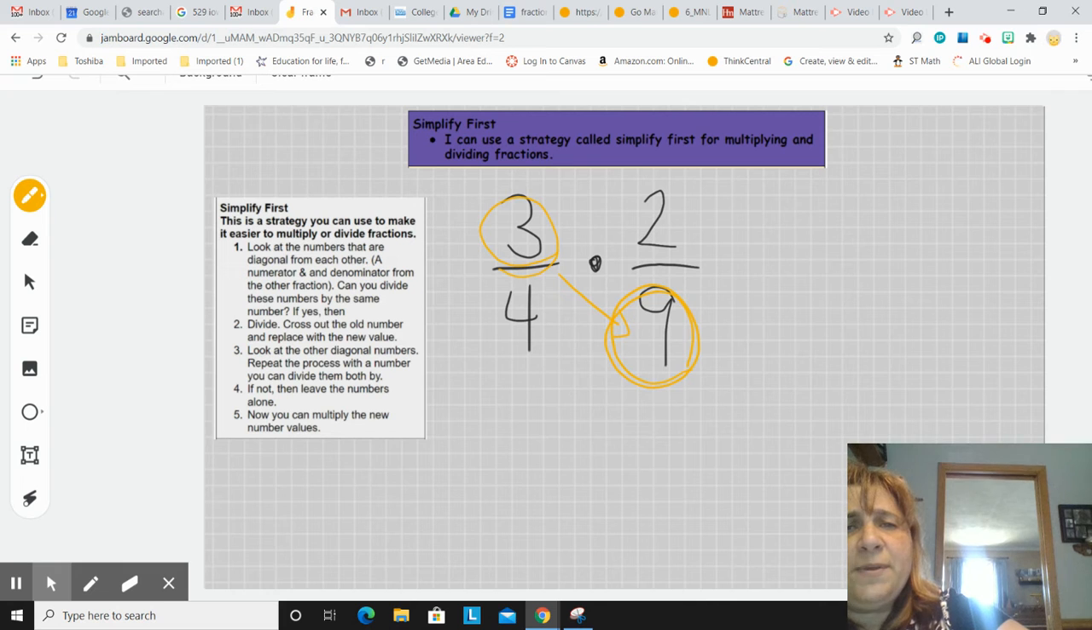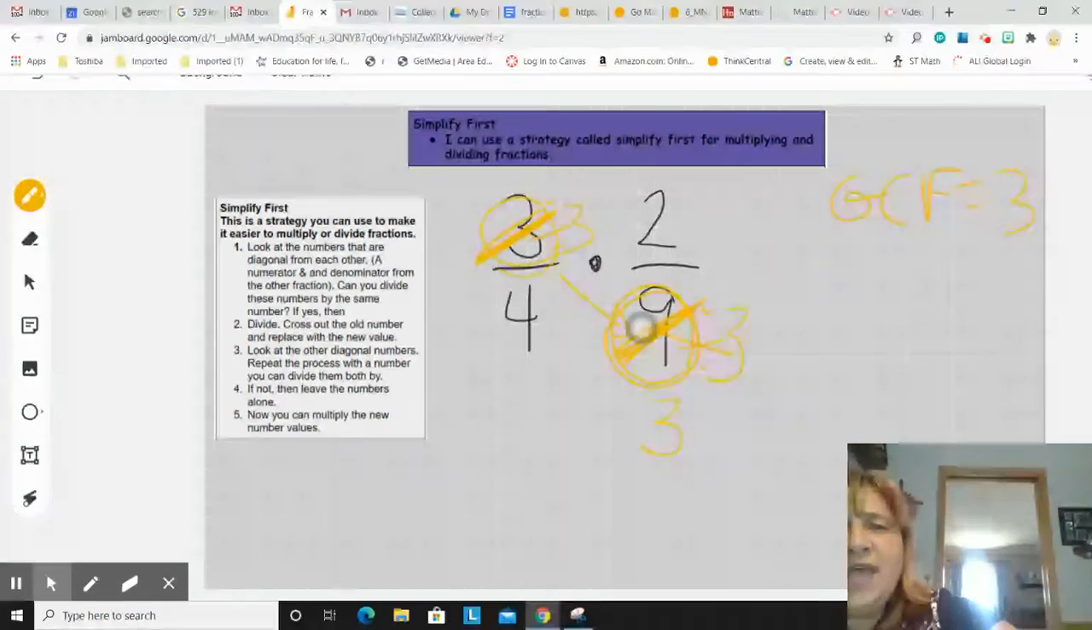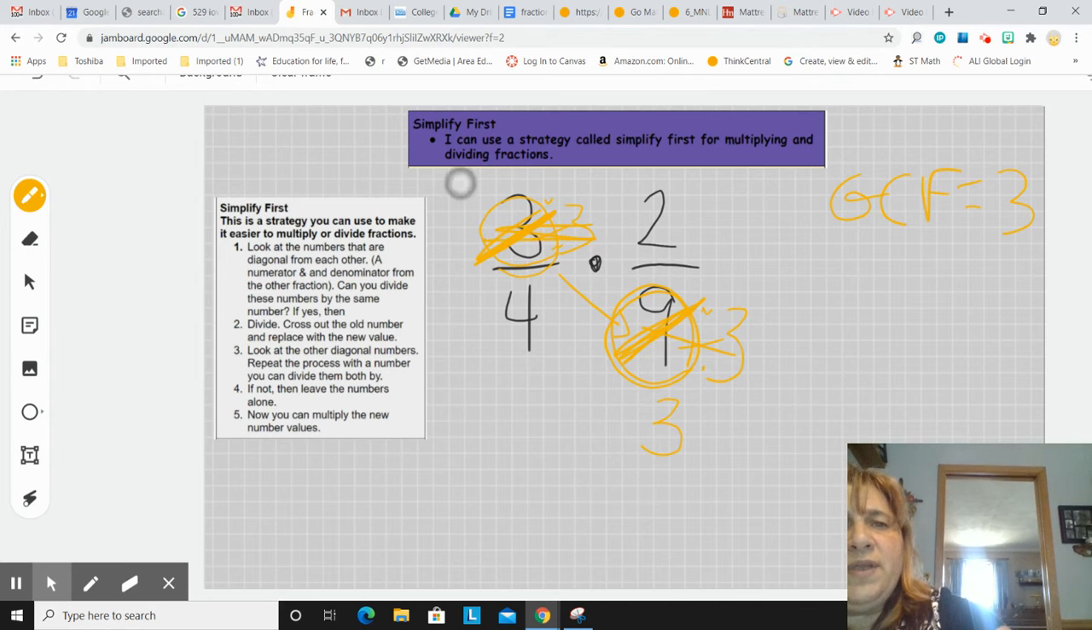Now, the greatest common factor, or the GCF, we're back to that GCF again, between 3 and 9 is 3. 3 goes into 9 evenly. So I'm just going to cross out this 3 and the 9 because I'm going to change them. I'm going to divide both of these by 3. 9 divided by 3 is 3. 3 divided by 3 is 1. All right, so I've changed these numbers. The 3 is gone now, the 9 is gone. I just simplified it early.